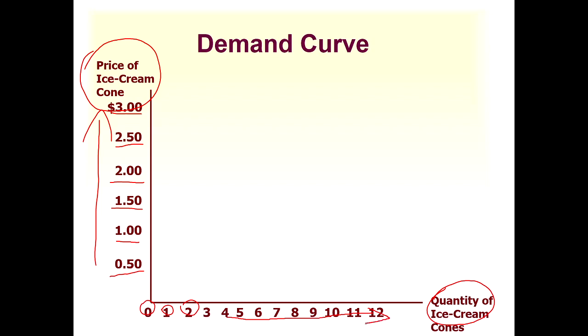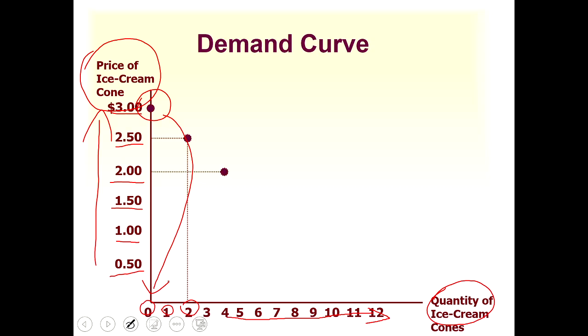At the price of $3, the demand for ice cream is 0. Here, you can see that the quantity of ice cream cones demanded is 0. As the price decreases to $2.5, the quantity demanded increases to 2.